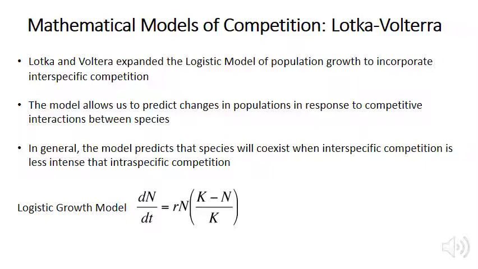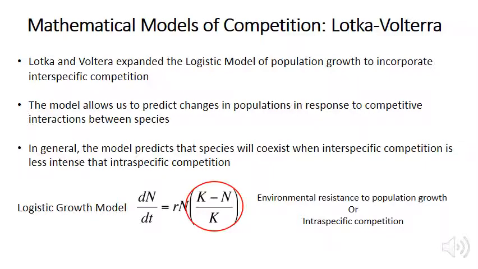So if you look at the logistic growth model, this final part of the equation is carrying capacity minus population over carrying capacity. Essentially what that part of the equation does is it models the environmental resistance to population growth. So as population gets nearer and nearer to carrying capacity, the growth of the population slows and eventually stops. So what that part of the equation is essentially modeling is intraspecific competition, so competition between individuals of the same species. And that competition increases in intensity as the population increases.